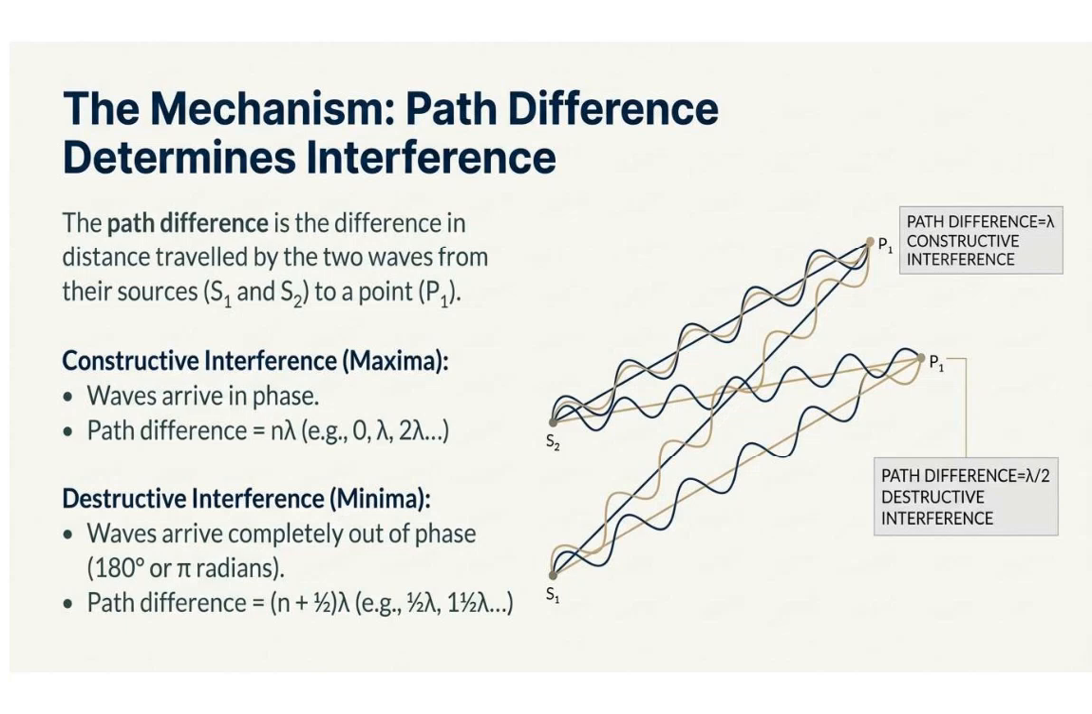At one point, the path difference equals the wavelength, producing constructive interference, while at another point, it's half a wavelength, causing destructive interference. Understanding how these differences in path length affect wave interaction is fundamental to explaining various wave phenomena.